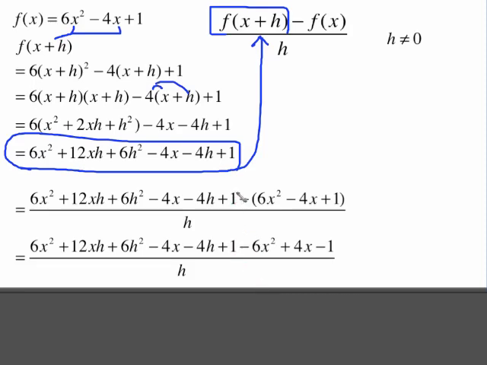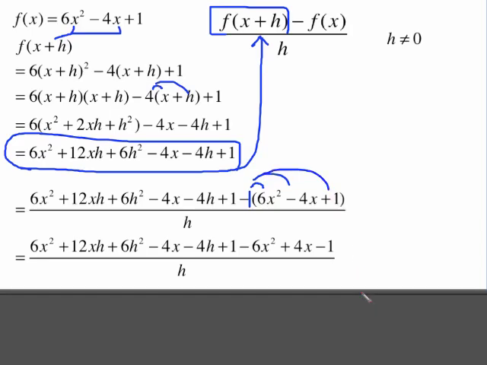All of this is my f of x plus h, and then distribute the negative is this negative 6x squared plus 4x minus 1. Incidentally, if you like it better, you could always put a 1 right here to show the fact that you are multiplying all of these things by negative 1 rather than thinking about changing all of the signs. Then take a look for any common terms that you could cancel out.